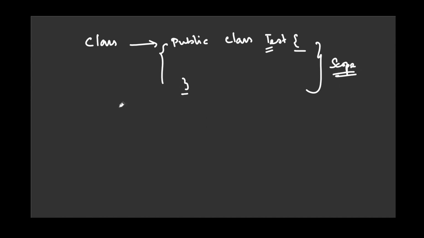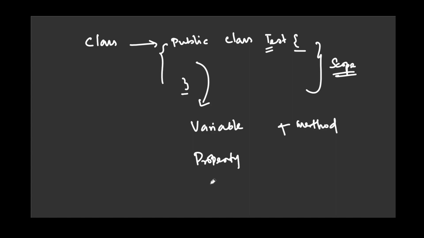Fine. So this class will have two items: one is variable and another one is method, or we can say property, or we can say state also. State and behavior. So that's all about class.